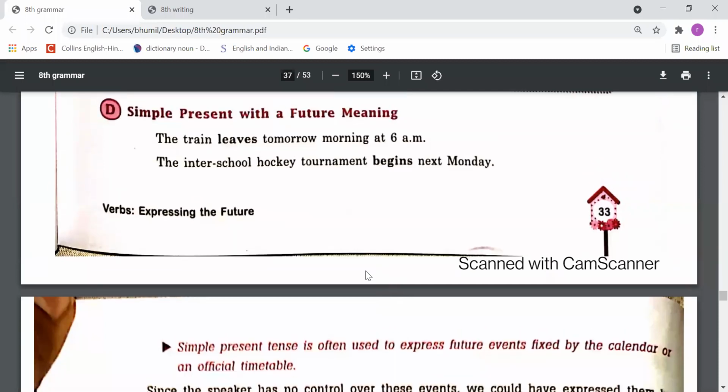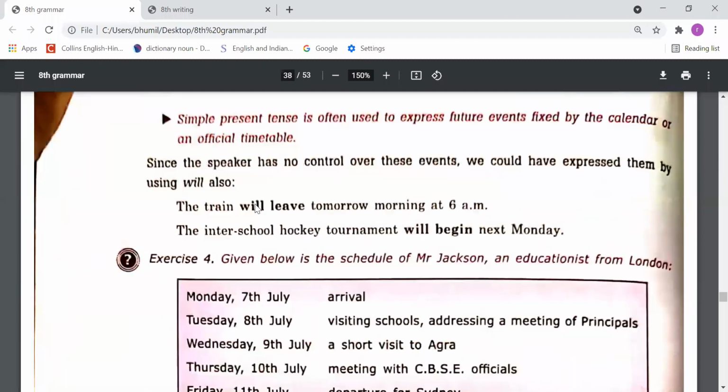First sentence, you can see: the train leaves tomorrow morning at 6 a.m. So it is officially decided that a particular train will leave every day at 6 a.m. So we can use simple present tense for this action. Next, since the speaker has no control over these events, we could have expressed them by using will also. The train will leave tomorrow morning at 6 a.m.